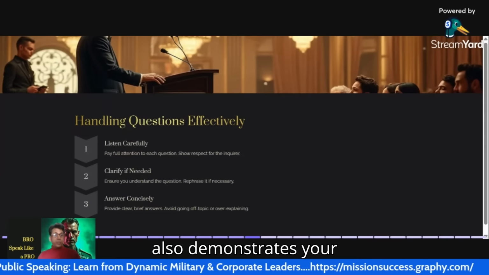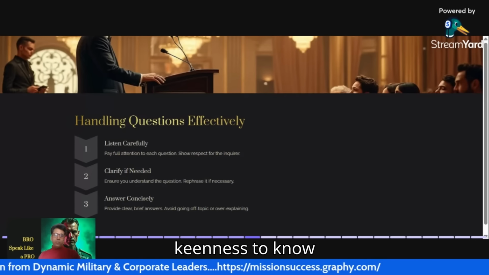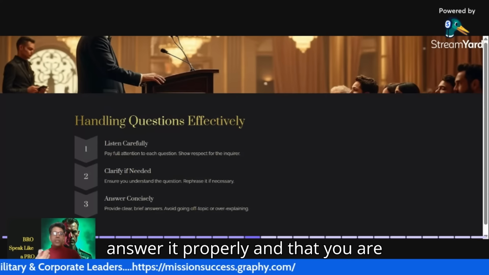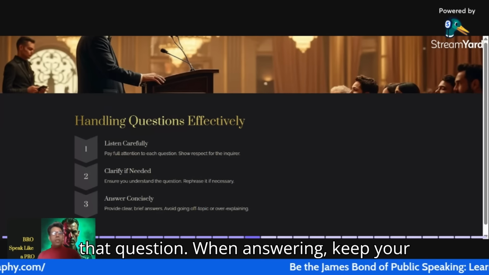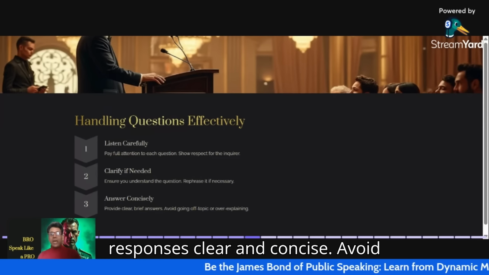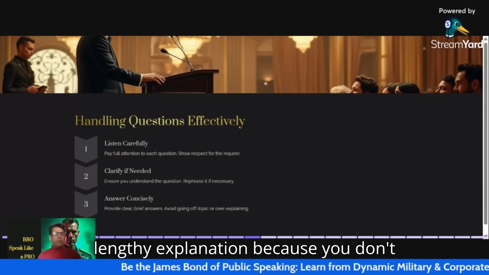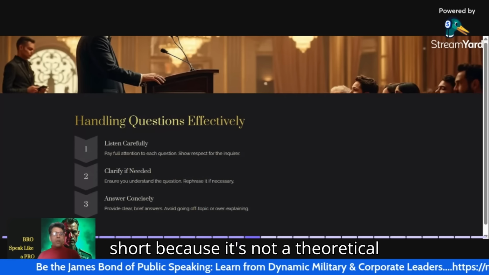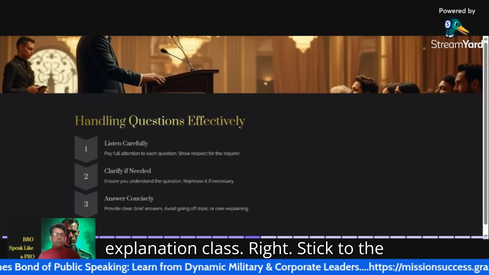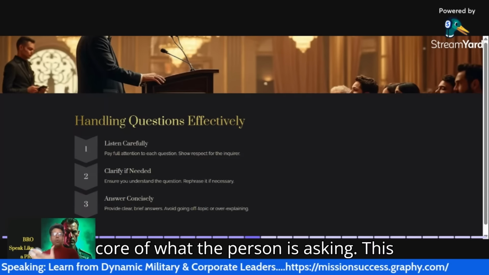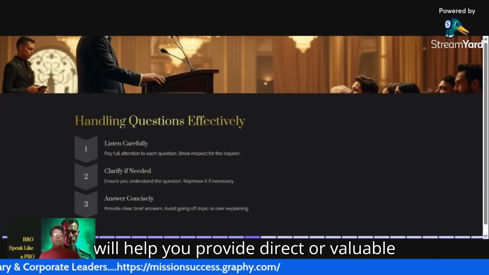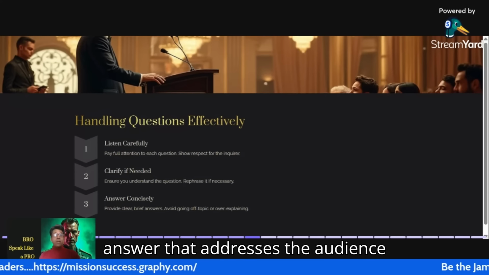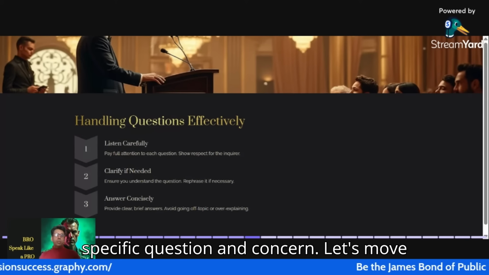This also demonstrates your keenness to answer it properly, and that you are involved with the person who has asked that question. When answering, keep your responses clear and concise. Avoid lengthy explanation because you don't have time, and moreover, let's keep it short because it's not a theoretical explanation class, right? Stick to the core of what the person is asking. This will help you provide a direct and valuable answer that addresses the audience's specific question and concern.